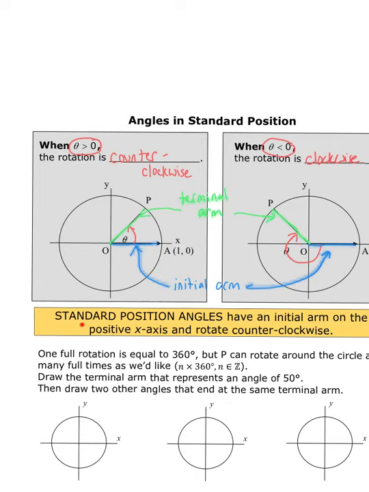A standard position angle is one that starts at the initial arm on the positive x-axis and rotates counterclockwise. So this angle in the first unit circle is a standard position angle. Over here, this is not because we went clockwise, not counterclockwise. But if you were to draw this angle in here going clockwise, that would be a standard position angle.